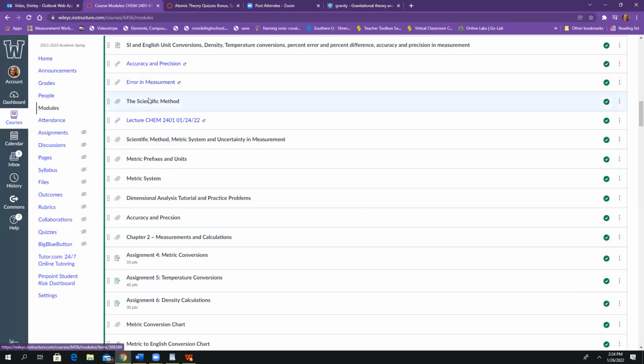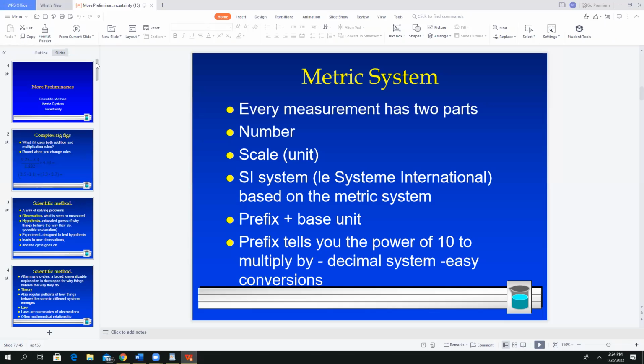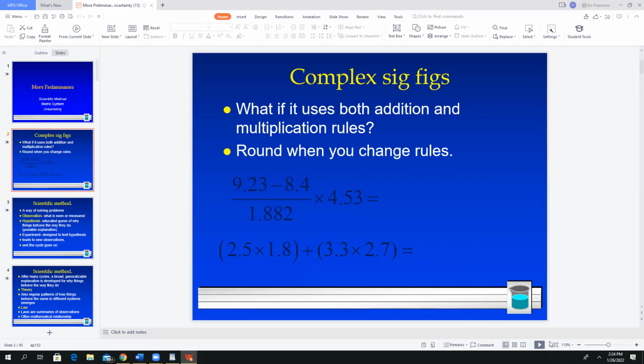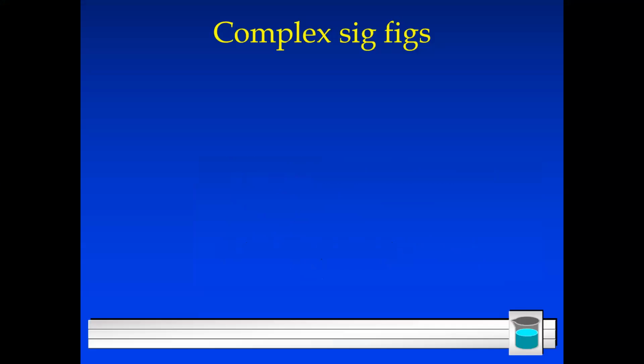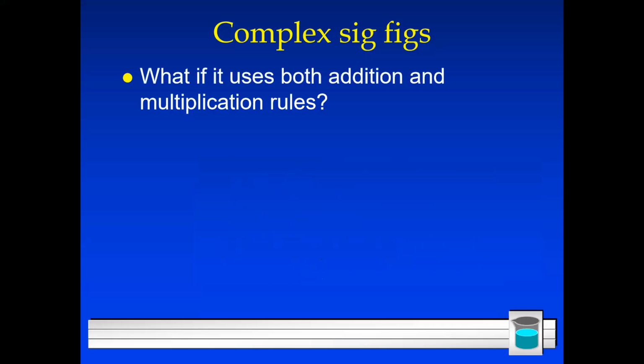There's one thing I am going to go over in that same PowerPoint that we had up, and that is this one. One of the things we didn't actually go over is how to deal with a complex significant figure problem. If it uses both addition and multiplication rules, I kind of went over it, but I didn't go over an example. You round once you change the rules. In other words, if you're using addition, addition, addition, you're good. Don't round until the end. But if you're doing addition and then multiplication, you round after you add, and then you round after you multiply.